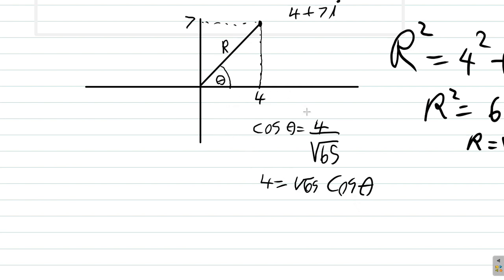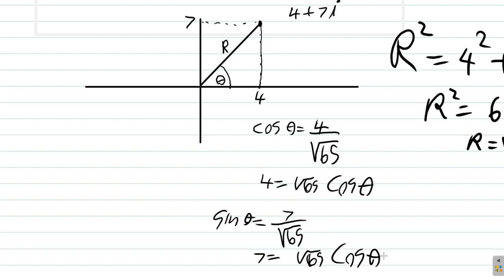Then what we have here is 7, and that would be the opposite side to the angle. The angle is on the left, and the side which is 7 high is on the right. Now, sine theta is the opposite, which is 7 over the hypotenuse, the length of which is square root of 65. So therefore 7 equals square root of 65 sin theta.